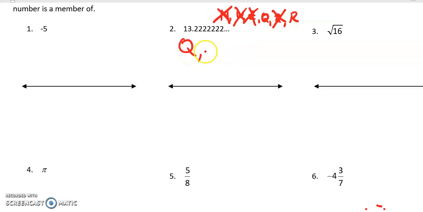And then lastly, is it a real number? Yes, because every number in our world is real. So the reality is, this answer of real is going to belong to every answer that you have. Now, if I wanted to order this by putting it on a number line, I know that 13.2 repeating has to be between 13 and 14. But because 13.2 repeating is closer to 13, I'm going to put a little dot on my number line and say that this number is 13.222 repeating. And so that's how I would order that number on a number line.